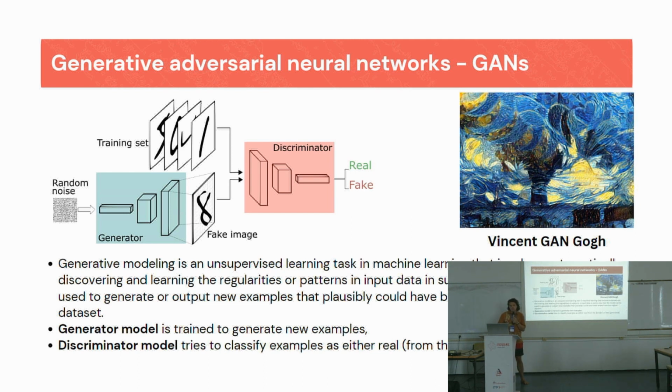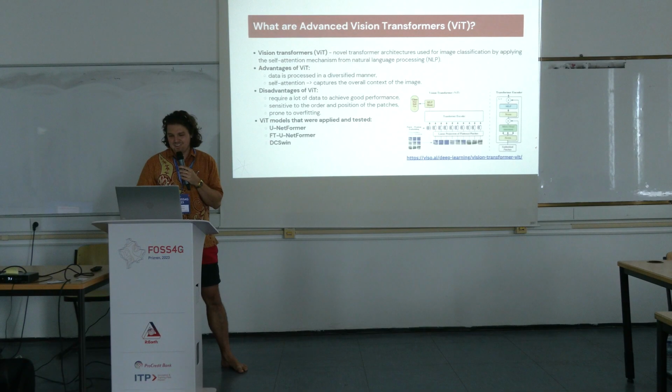And you can also translate images. For example, we can train the neural network with Van Gogh's paintings, and we get Vincent van Gogh, because it's a generative adversarial neural network. So this is a nice example of making fake art, if you want, and you can sell it for a high price, hopefully.